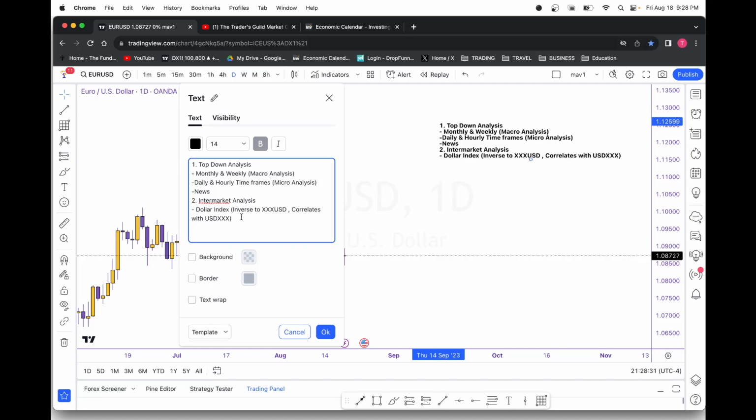So the dollar index is one of the things that I'm going to look at, and I'm going to compare that to the currency that I'm trading. So I'm comparing the currency pair to the actual currency that I'm trading.